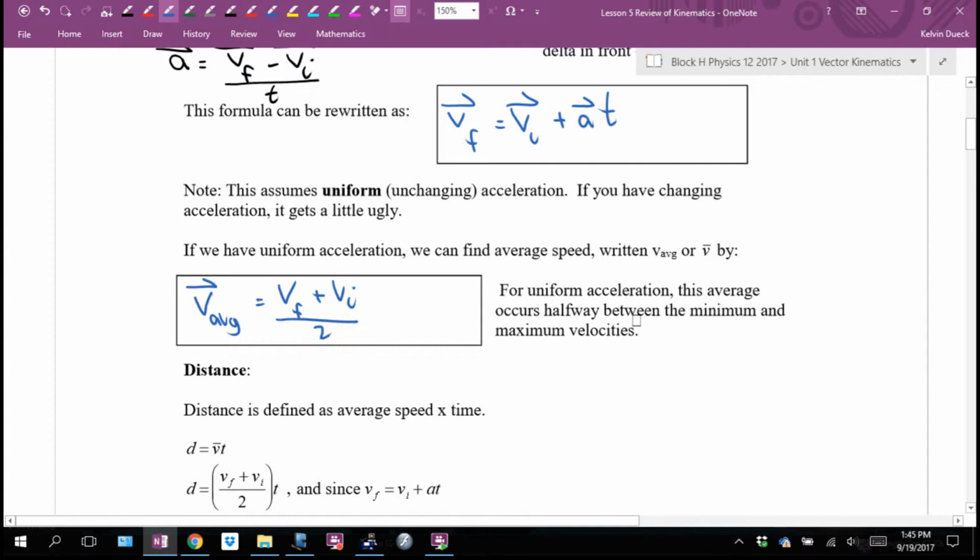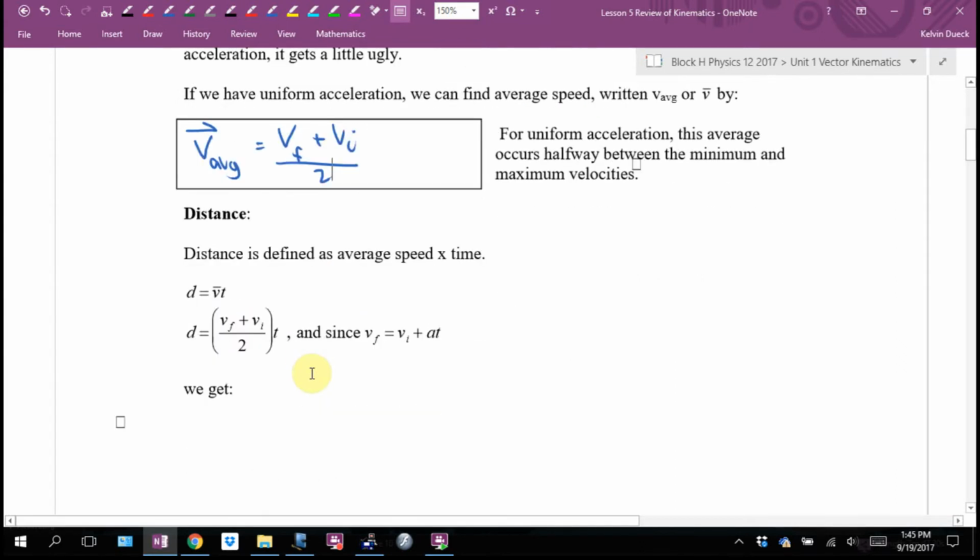I put that on your formula sheet. I think if you do that big ultimate review that I handed out last day, I think only once do you actually need to use that, but we need that to derive some other ones because, for what it's worth, for uniform acceleration, this average occurs exactly halfway between the minimum and maximum velocities. I'm not sure why these little boxes are coming in here. Well, I do know why, because this was typed in Word 2007, and I'm opening it now in Word 2016, so having issues.